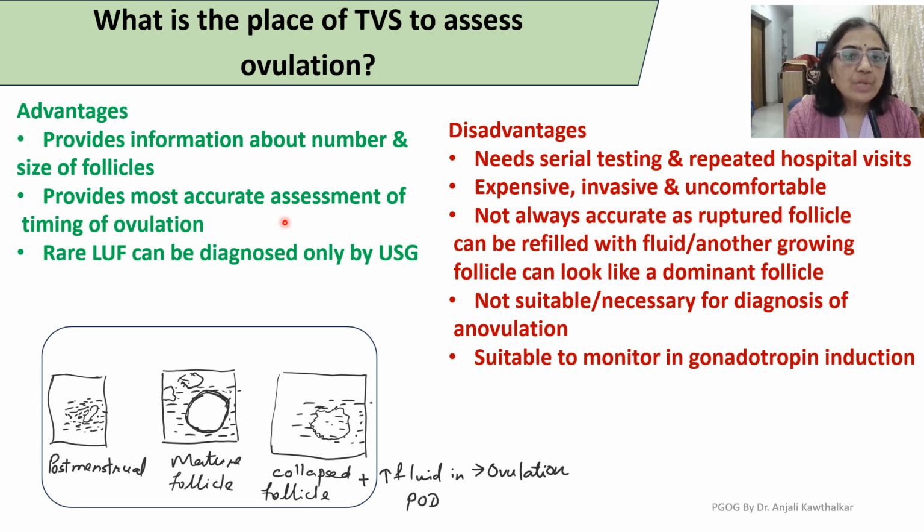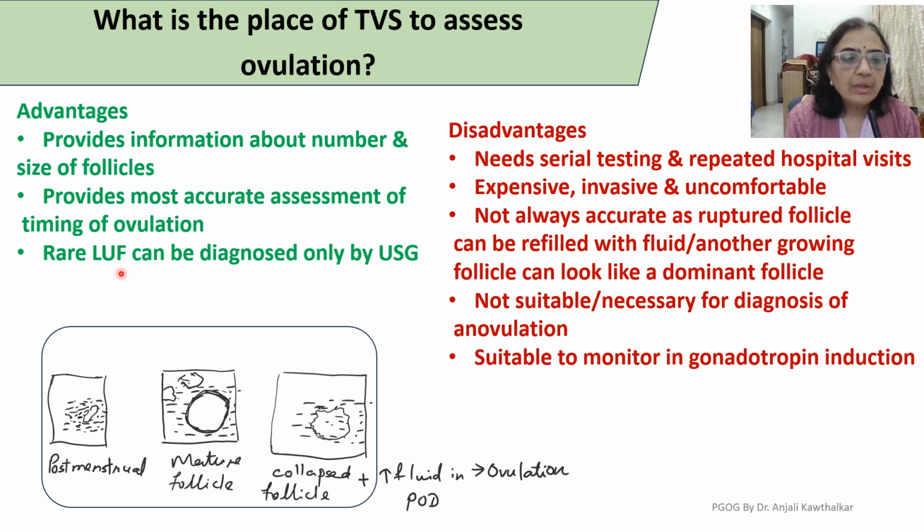It provides the most accurate assessment of timing of ovulation. As you all know, in a woman, whenever the mature follicle is greater than 18 millimeters in size, we expect that ovulation is likely to take place in the next 1 to 2 days. So that is how it gives an accurate assessment of timing of ovulation.